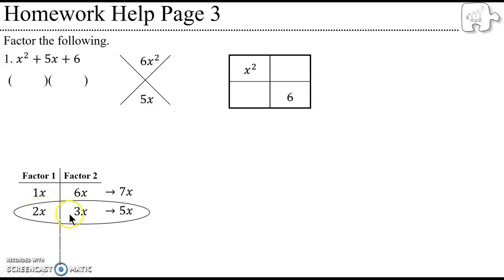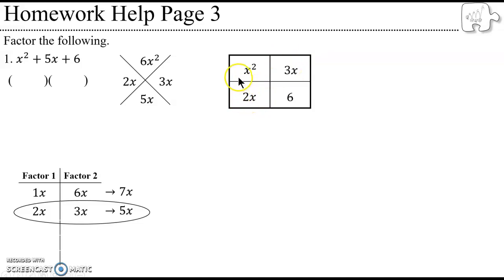So now we're going to put 2x and 3x in our diamond. We completed the diamond now. 2x times 3x is 6x squared, and 2x plus 3x is 5x. Remember, these two got to multiply to the top, and they got to add to the bottom. And since we filled these in, we're going to fill these boxes in, 2x and 3x respectively. It doesn't matter. You could put the 2x here, the 3x here.